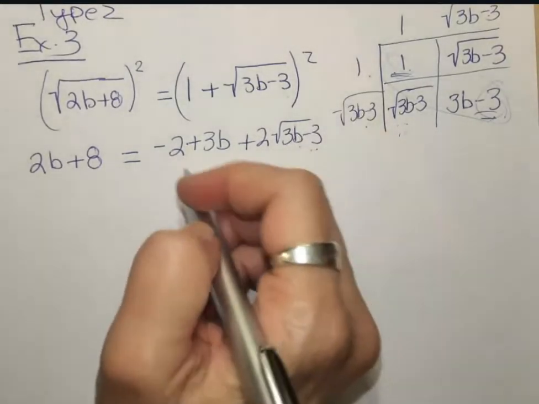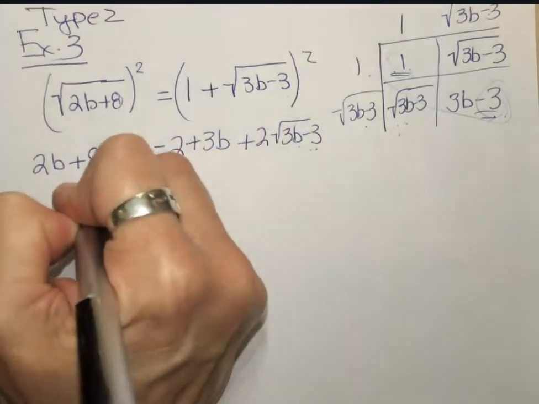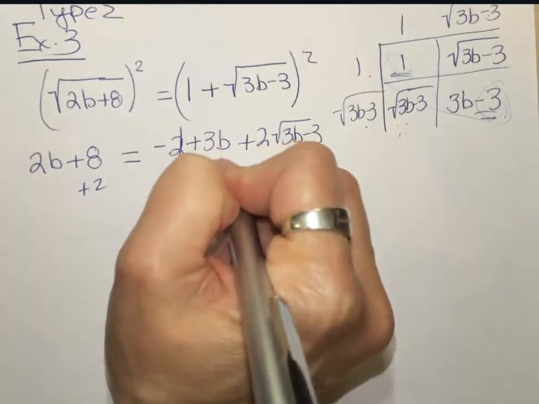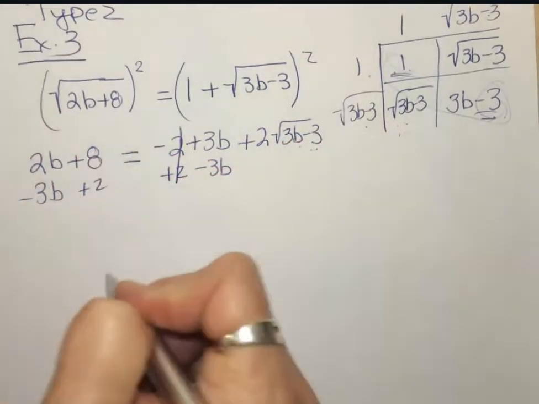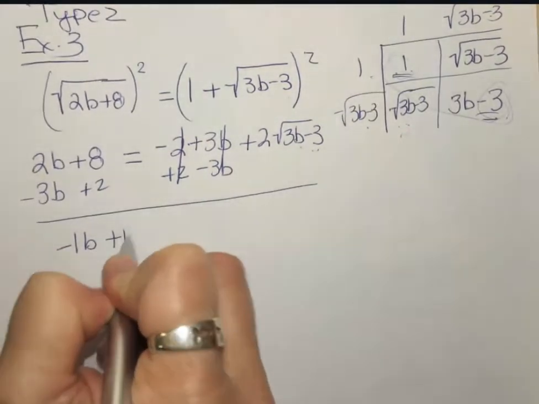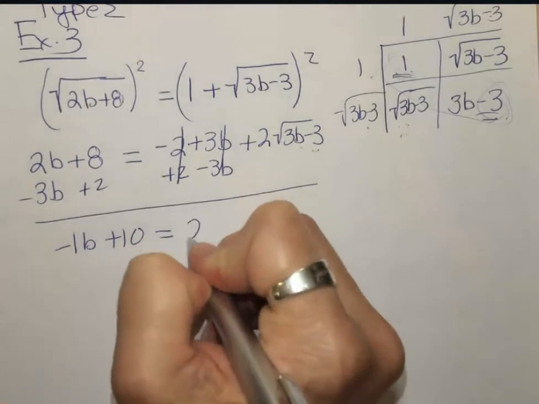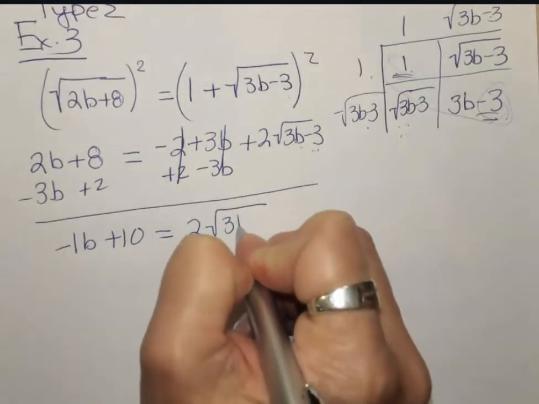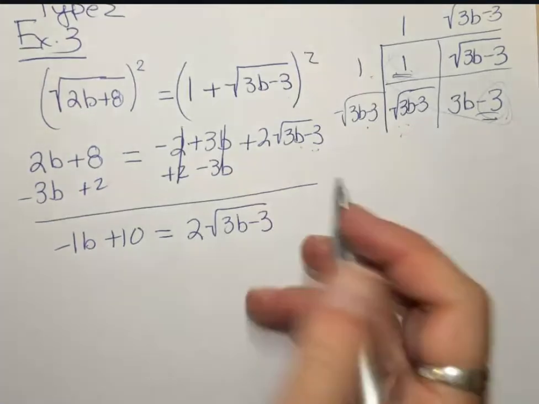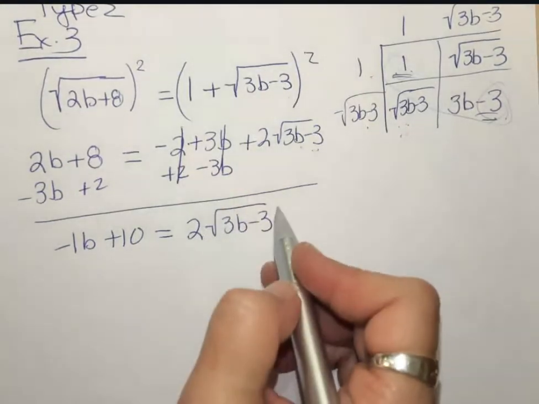So let's simplify this guy a little bit. I'm going to add the 2. I'm going to go ahead and get rid of my 3b. And then I end up with negative 1b plus 10 equals 2 times the square root of 3b minus 3. Alright, you have a couple choices here. You could, I would say, probably divide it by 2. That's just my preference. I'd like to get that completely by itself.